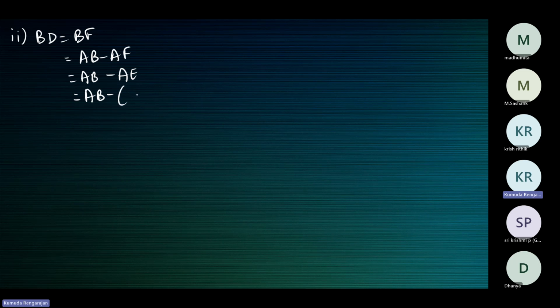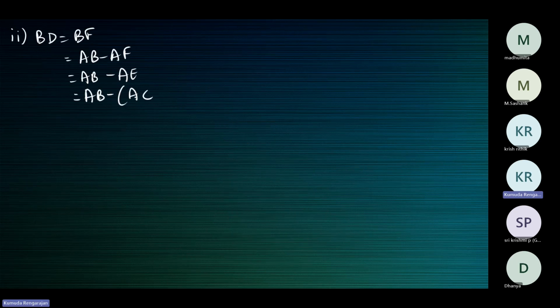AC minus EC. AE is AC minus EC. So in brackets, minus AE, so minus AE is AC minus EC. Open the bracket. So here we have AB and AC. They are the sides of the triangle, so we will not replace them. We'll replace EC. So AB minus AC plus EC.